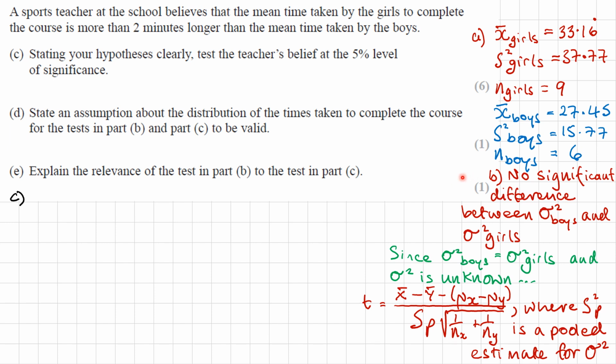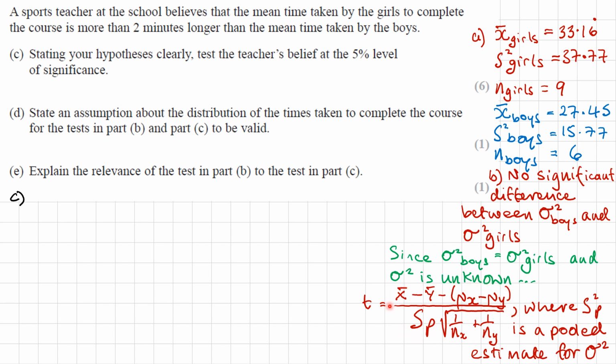Now we need to know what type of test we need to do. In part B, we showed that there was no significant difference between the variance of the boys and the variance of the girls. Now, if we say that the variance of the boys and the girls is equal, and also that the population variance is unknown, this is the formula we're going to be using to calculate our test statistic.